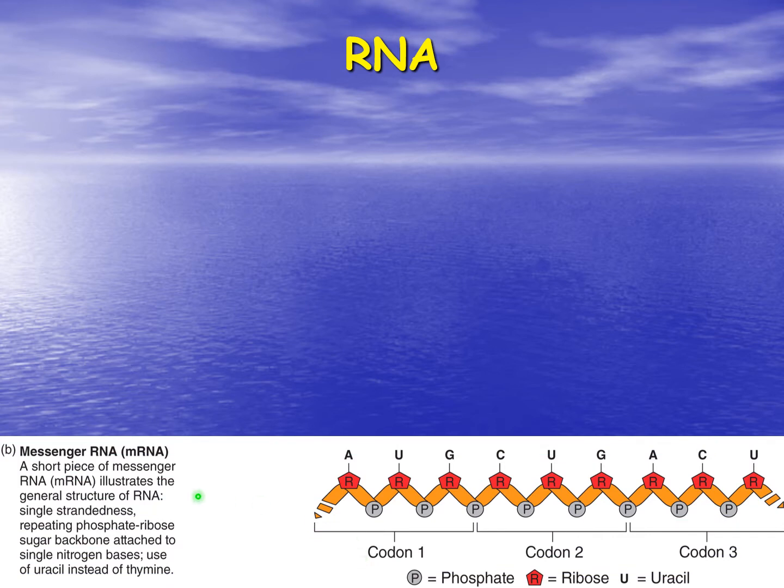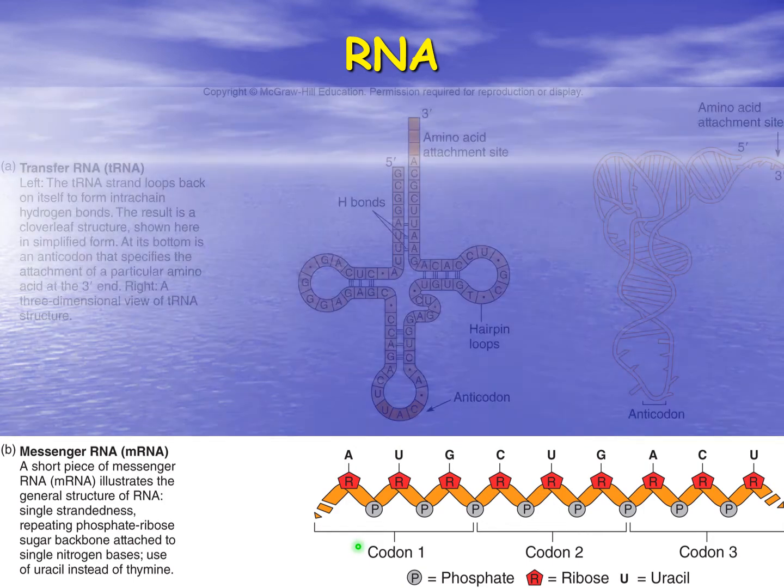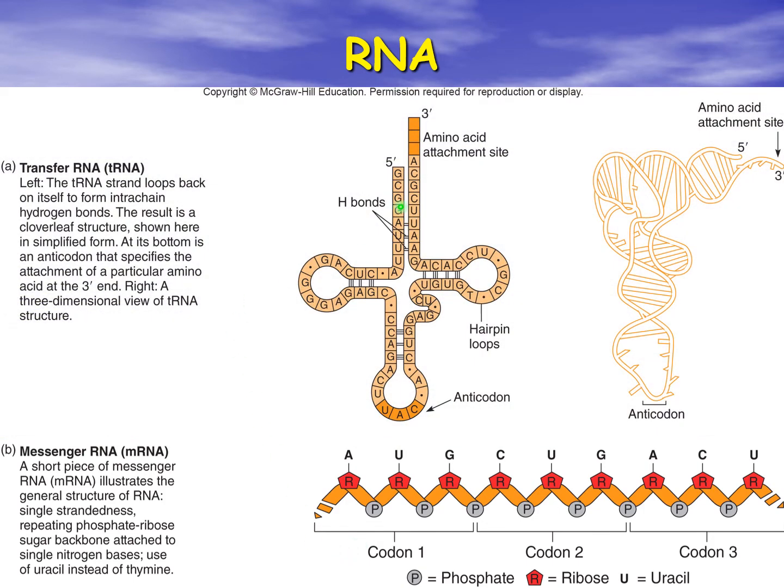So here's my messenger RNA that we copied. Messenger RNA is a single strand of nucleic acid, and we have adenine, guanine, cytosine, but now what we have is uracil in place of the thymine. The transfer RNA forms kind of this weird clover leaf-like shape.